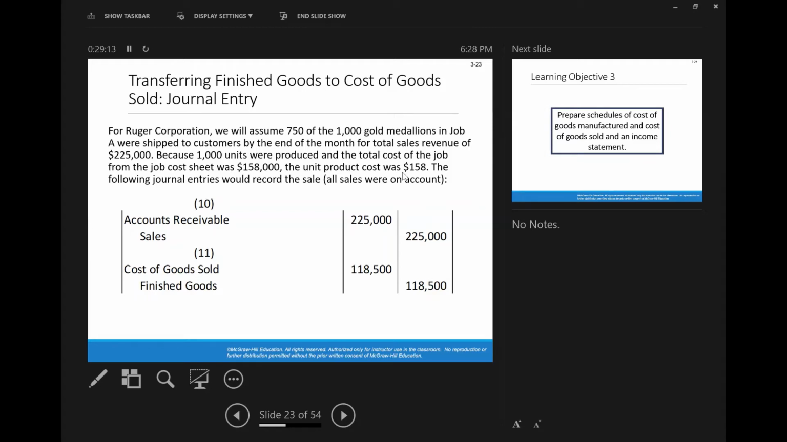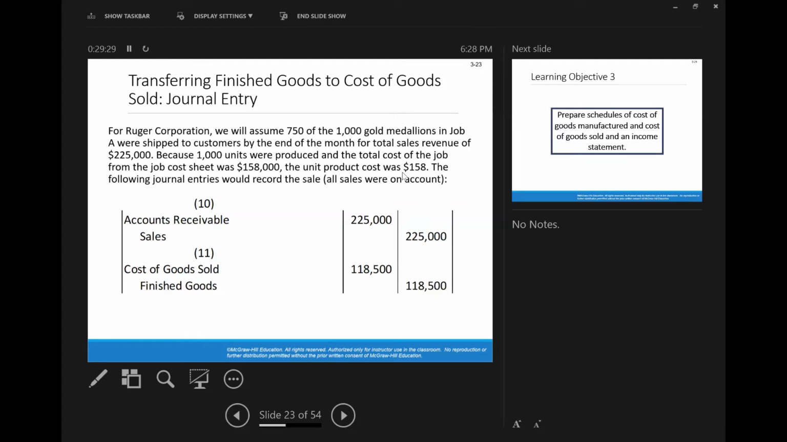We're selling 750 of those. So that's how we're going to calculate our costs. And then it tells us the sales number. It doesn't give us a number per unit. It just says we sold 750 for the $225,000. That's your total. So you don't have to calculate anything there.